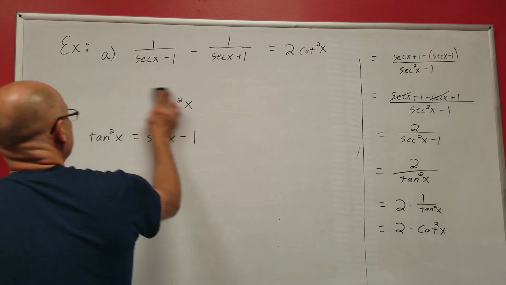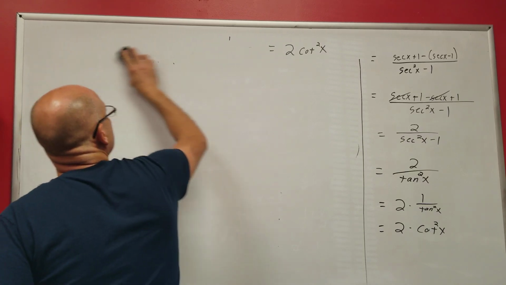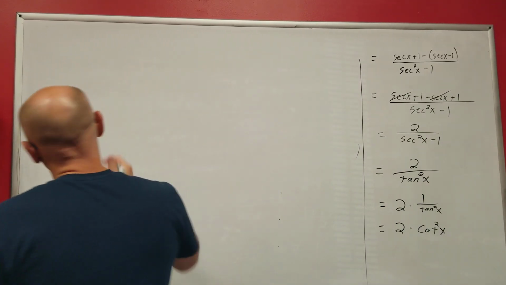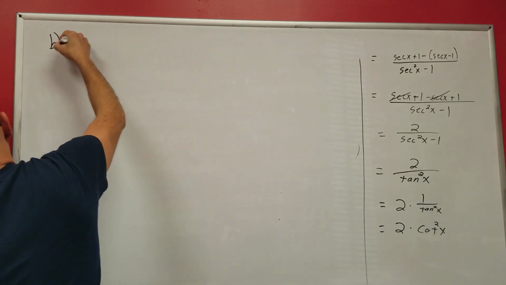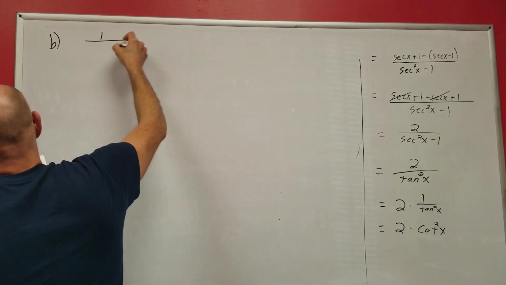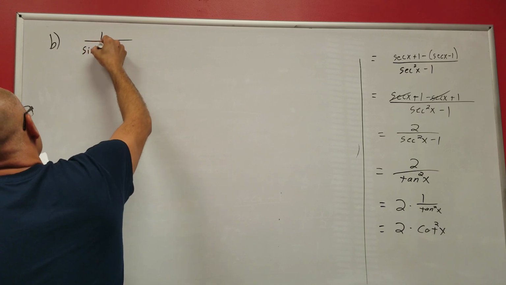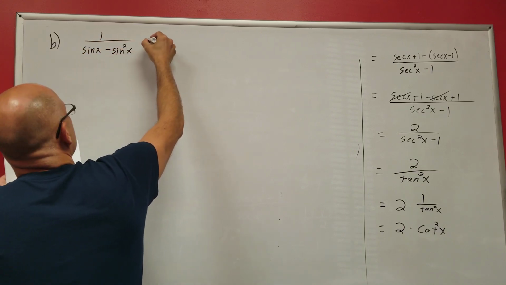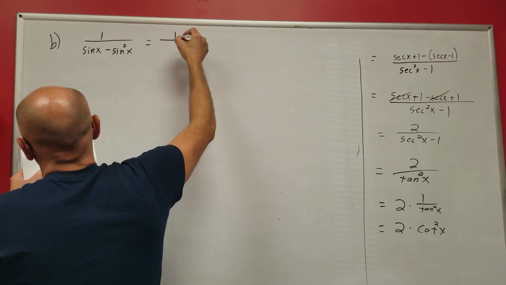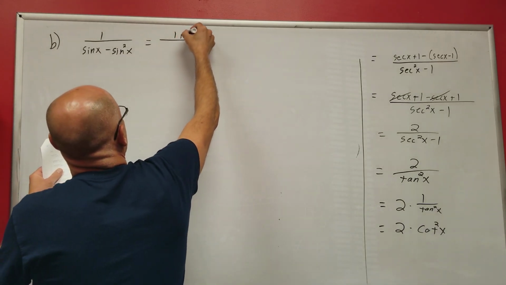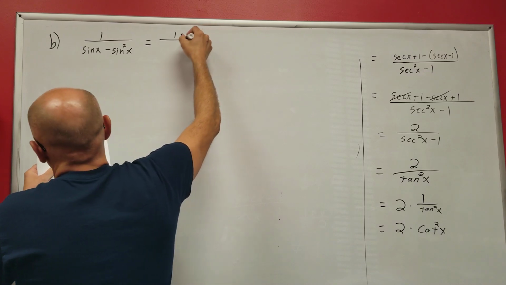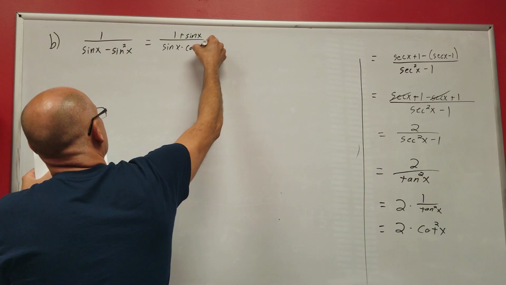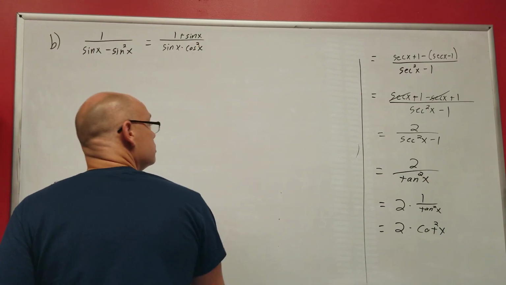Let's look at part B. Part B, we're going to have 1 over sine of x minus sine of x squared is equal to, I'm sorry, 1 plus sine of x over sine of x times the cosine of x squared like that.